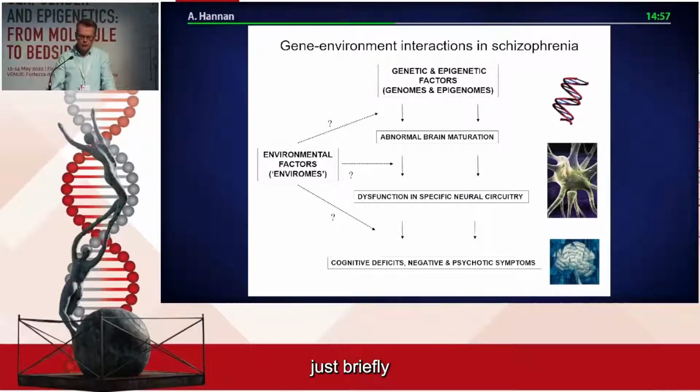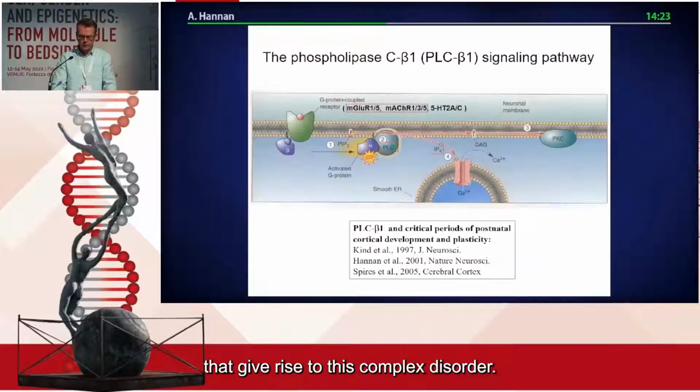So moving now just briefly to a more complex disorder, schizophrenia. The genetics is extremely complex, but we've made a lot of progress in terms of the genetics. So thinking about the genome, but also the epigenome, of course, is highly relevant. And then the environmental factors, or enviromes. Other people use exposome, it's another term that we need to think about at different stages of life and how these might combine to lead to schizophrenia symptoms, but also the changes in brain maturation and neural circuitry that give rise to this complex disorder.